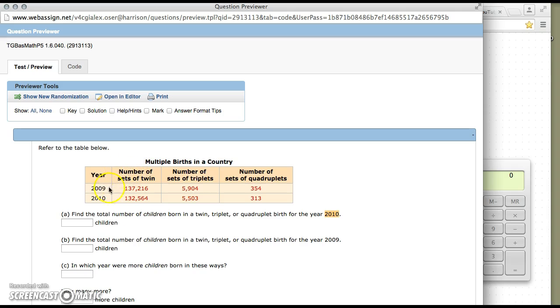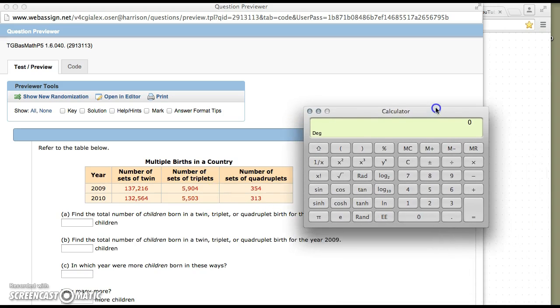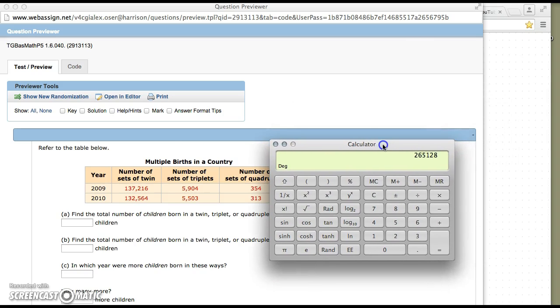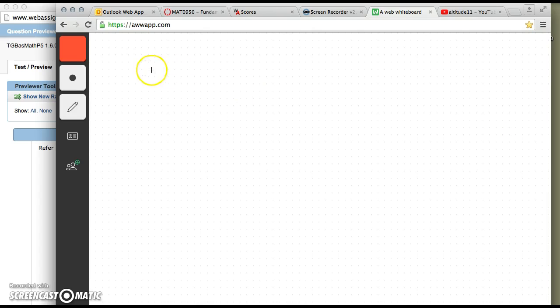In the year 2010, that's the second row of the table, there were 132,564 sets of twins. So let's figure out how many total children that is. Each of those sets contains 2 children, so we need to multiply this number by 2. That gives us a total of 265,128.